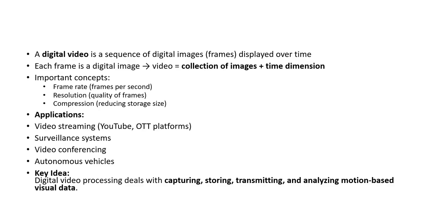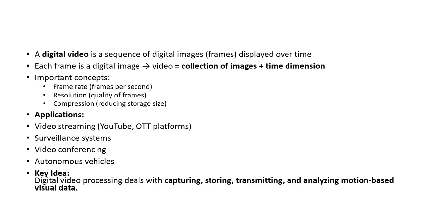Video is nothing but several of these images displayed over time. They are displayed so fast that we think it is a running video, but internally it is nothing but several images. Each frame is a digital image, and several of these images displayed across the time dimension represent the video. Under video we have concepts like how many frames are displayed per second.